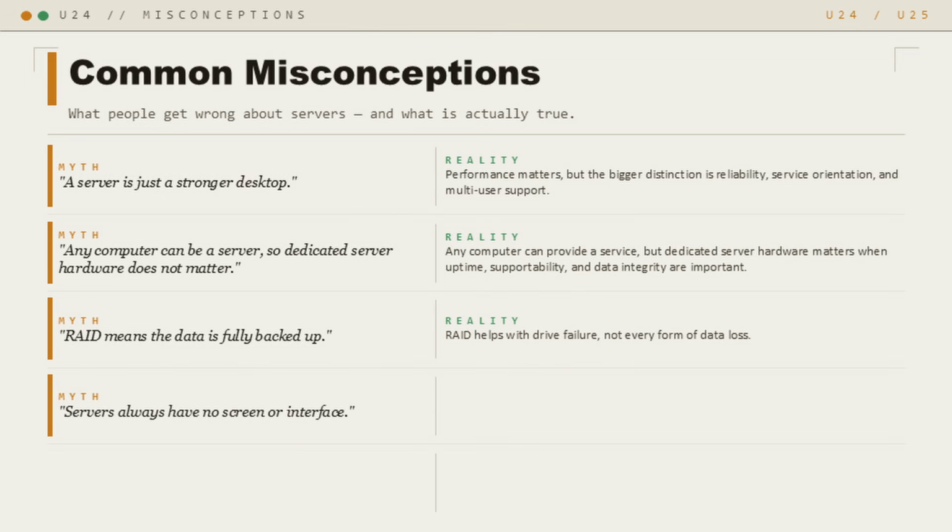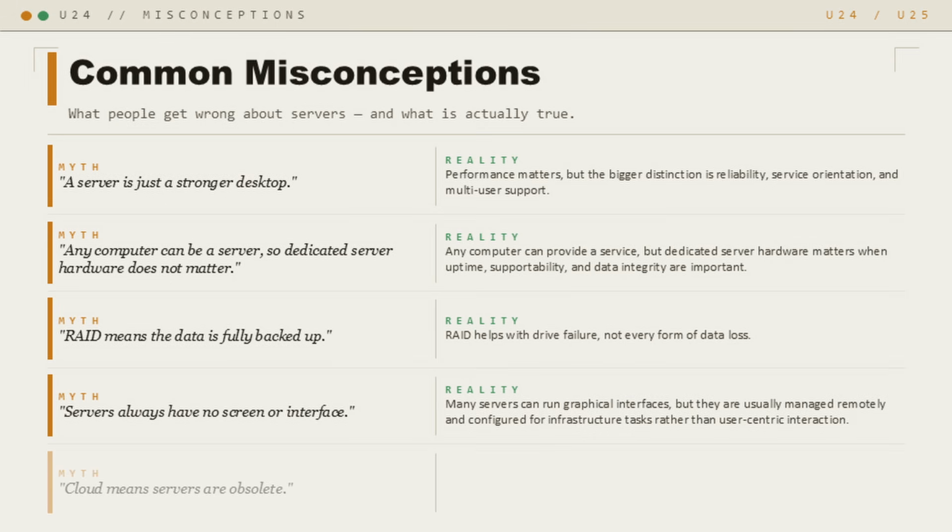Myth number 5. Servers always have no screen or interface. True, many servers can run graphical interfaces, but they are usually managed remotely and configured for infrastructure tasks rather than user-centric interaction. Myth number 6. Cloud means servers are obsolete. False. Cloud platforms are built on servers. They simply package and automate them differently.